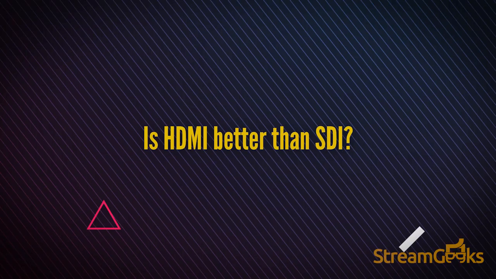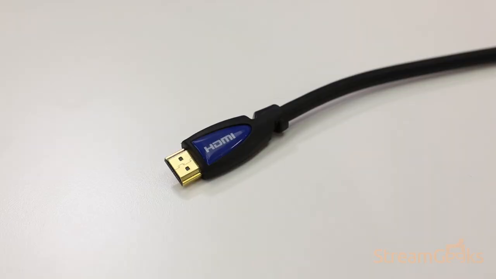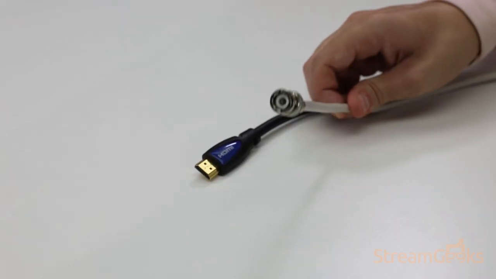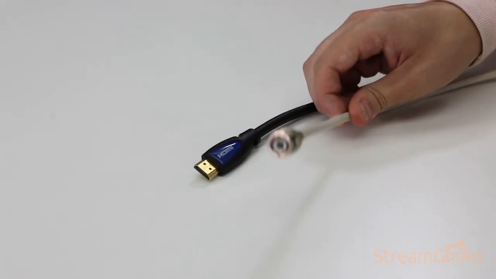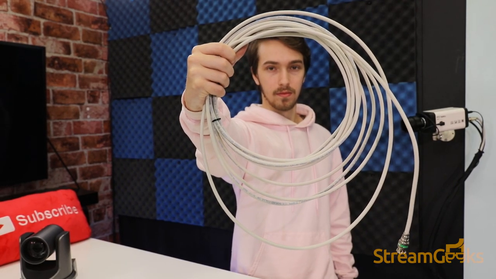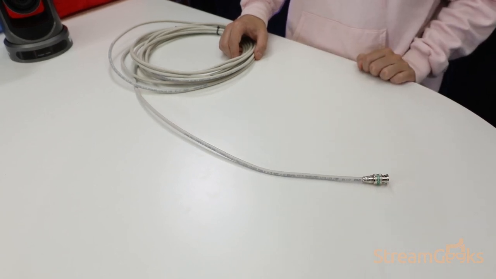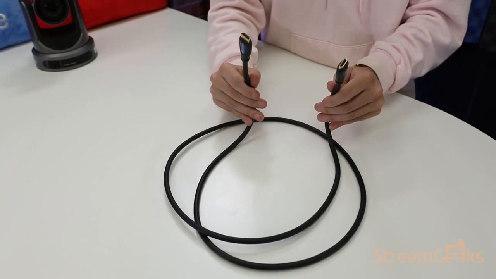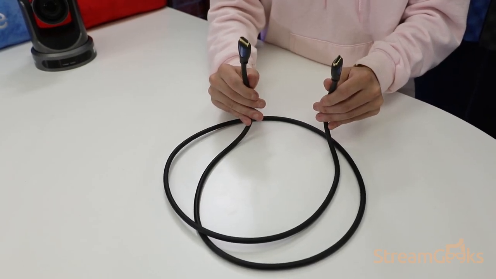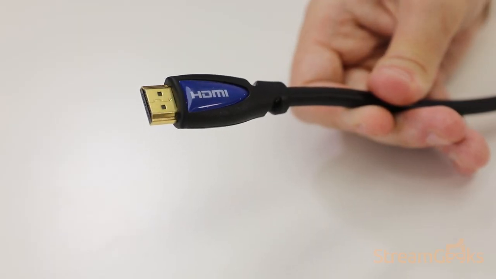Is HDMI better than SDI? HDMI stands for High Definition Multimedia Interface. HDMI cabling is generally less expensive than SDI cabling, but features many of the same high resolution and frame rate capabilities. The main advantage of SDI cabling over HDMI is the long cabling distances that SDI supports. HDMI cabling is not generally reliable after 50 feet and requires an expensive HDMI extension system to go further.